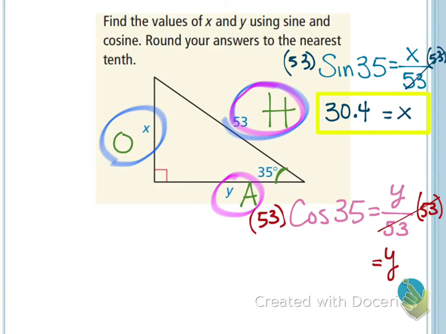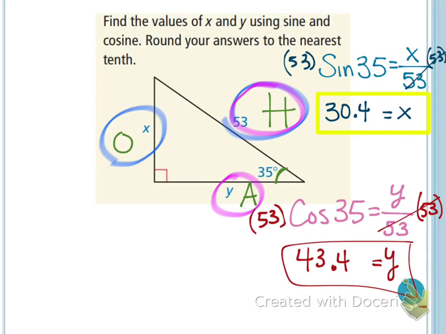What is it? Yes, 43.4. Which makes sense. 35 is the smallest angle, so it's going to be across from the shortest side, which was 30.4. 53 is the biggest side, and 43.4 is going to be the medium side.